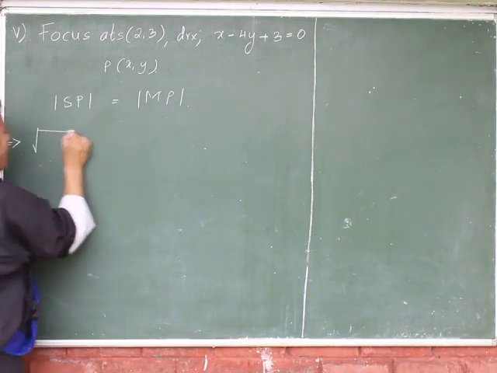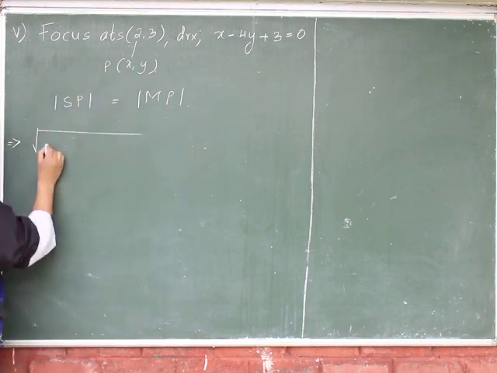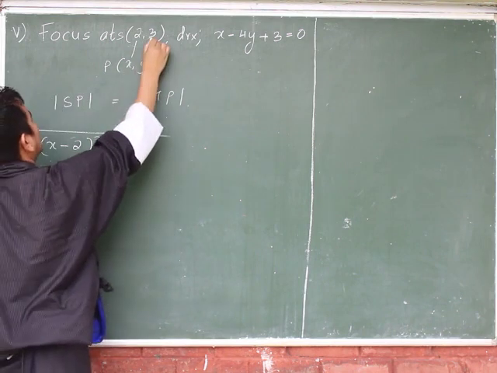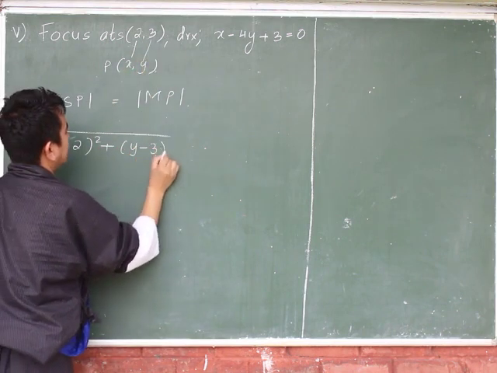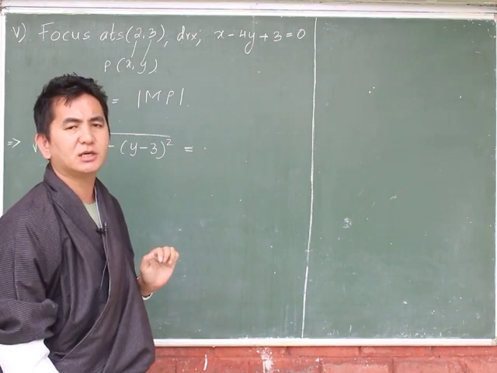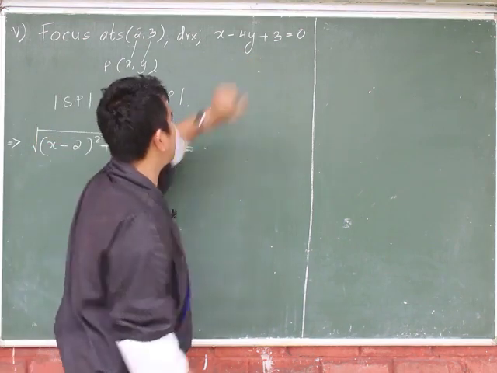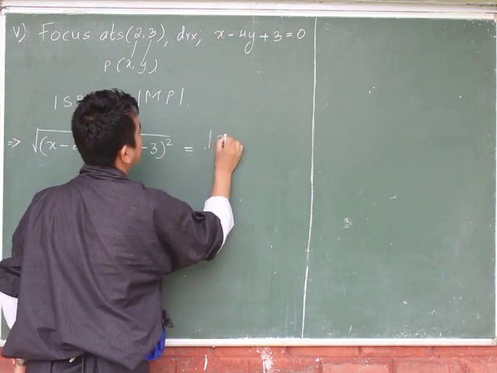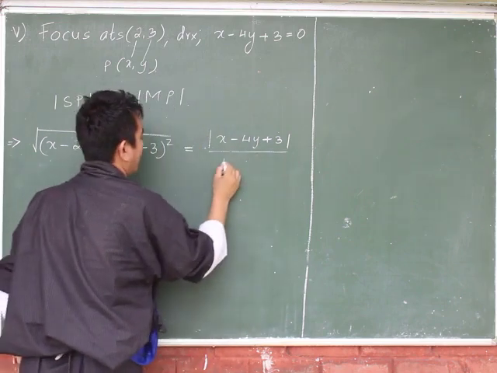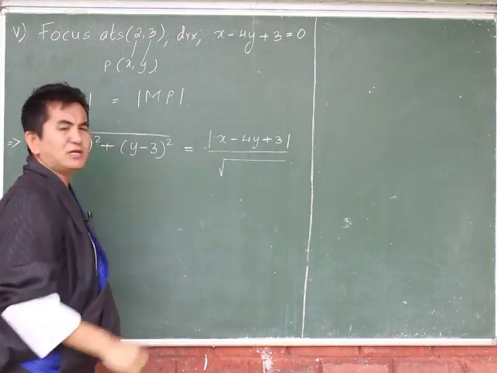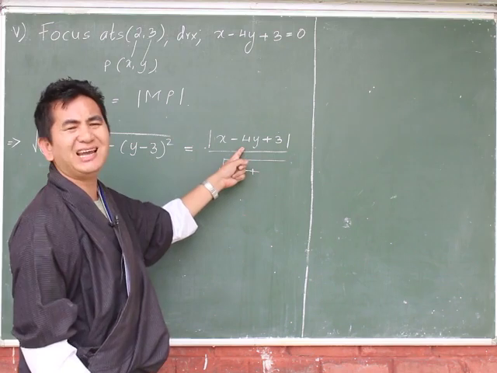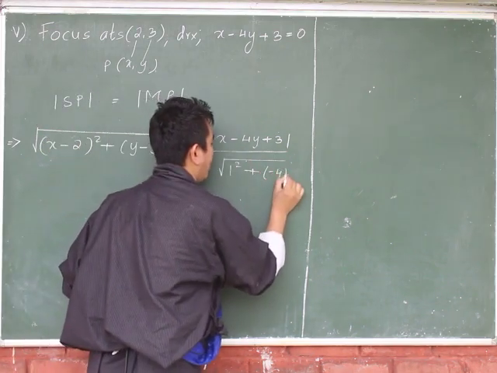That is the root of, join these two, we have x minus 2 whole square plus, then joining these two, we have y minus 3 whole square, is equivalent to, now this side is the perpendicular distance to the directrix. Substitute the equation of the directrix, we have modulus of x minus 4y plus 3, whole divided by root of, what's the coefficient of x, we have 1, so 1 square plus, what's the coefficient of y, we have negative 4, negative 4 whole square.